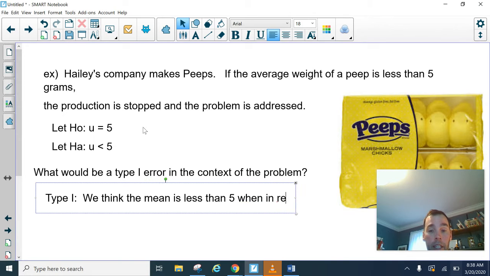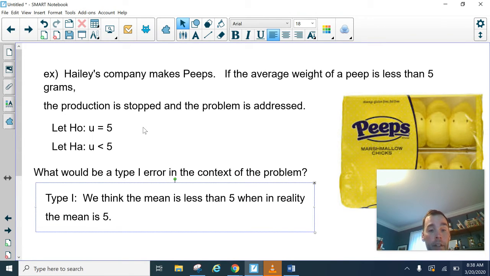And in reality, the mean is 5. So we rejected the null. We reject this in favor of the alternative when the null is true. So we think the mean is less than 5 when in reality the mean is 5. So what would the consequence of this be?